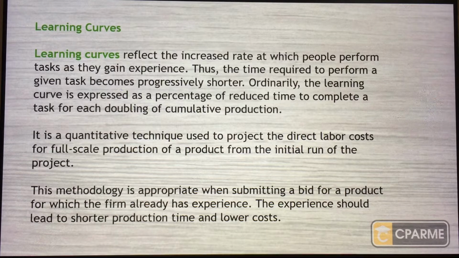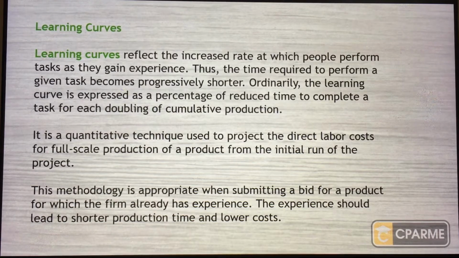And then we will multiply that with the learning curve percentage. You will appreciate this learning curve once you apply this in the problems in the succeeding slides. It is a quantitative technique used to project the direct labor cost for full-scale production of a product from the initial run of the project. And this is also appropriate when submitting a bid for a product for which the firm already has experience. The experience should lead to shorter production time and lower cost.